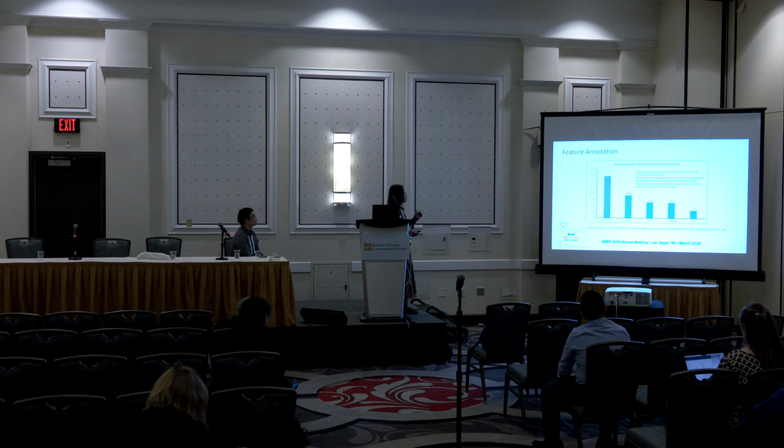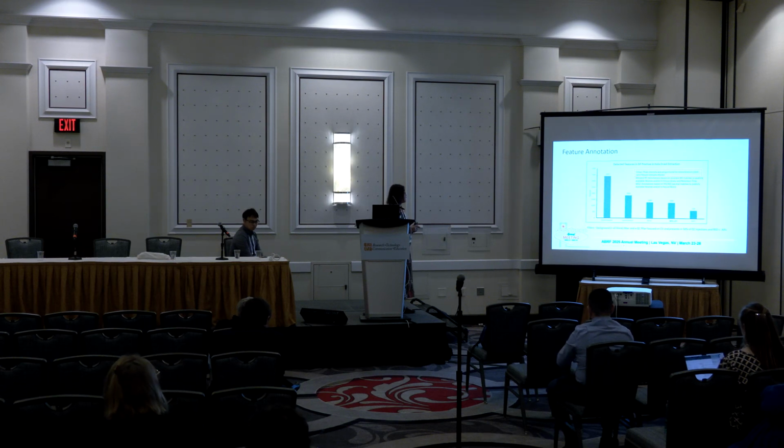I'll show you how we do the feature annotation step by step. First, we have filtered features. What do I mean by filtered? The feature intensity has to be 5 times higher than the background noise. The feature has to appear in half of my QCs. The relative standard deviation of the feature has to be less than 30%. This I call the filtered features.